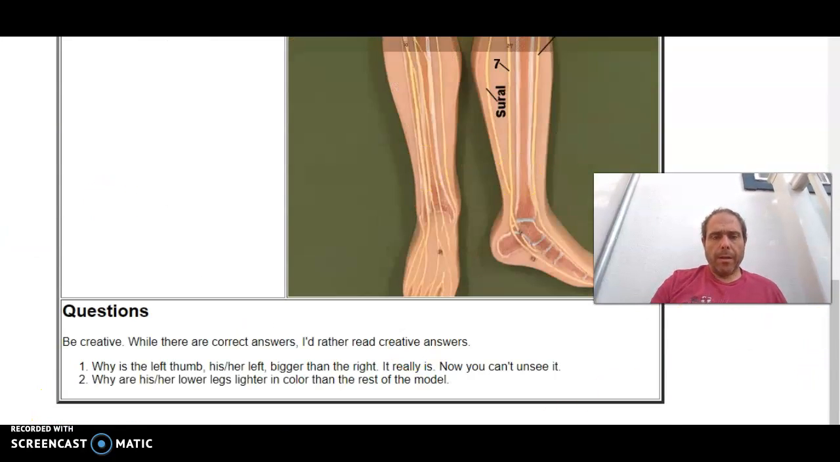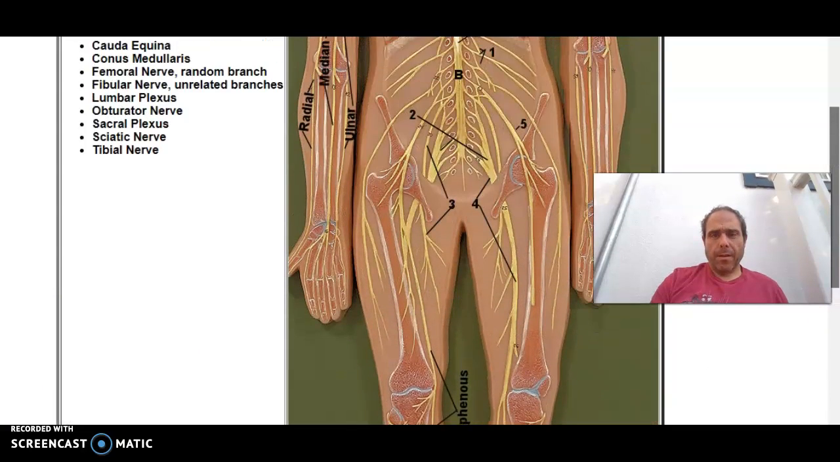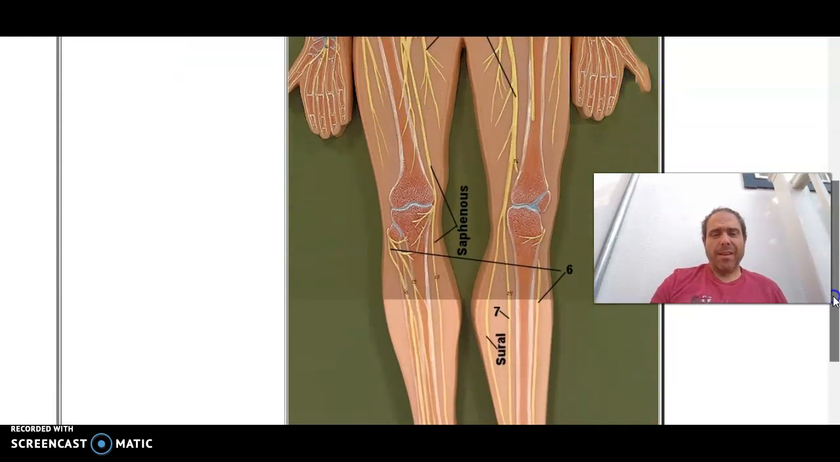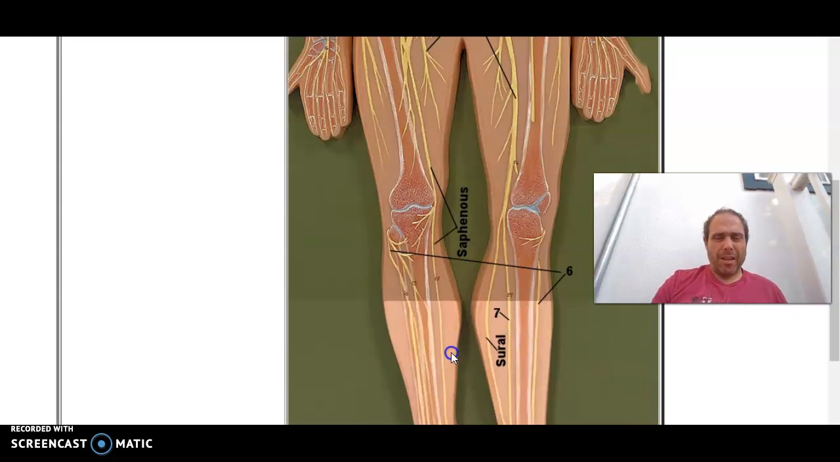Oh, and here are the questions I want you to answer on the bottom. Be creative. Why is the left thumb larger than the right thumb? Now, see, this thumb is so much larger. And why does he have a sock tan? Really, why is it so pale there and so high up there?